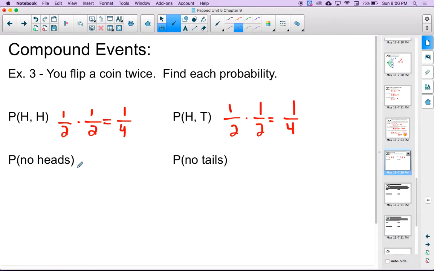Okay, no heads. We'll do this and we'll skip the next one. Probability of no heads. That means tails on the first flip, tails on the second flip. Sometimes we're going to see probabilities written in different ways. You have to just think about, hey, what outcome does that look like?